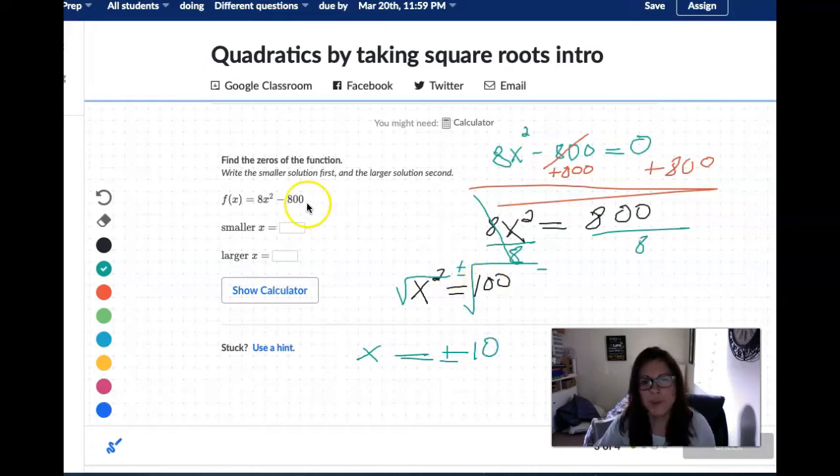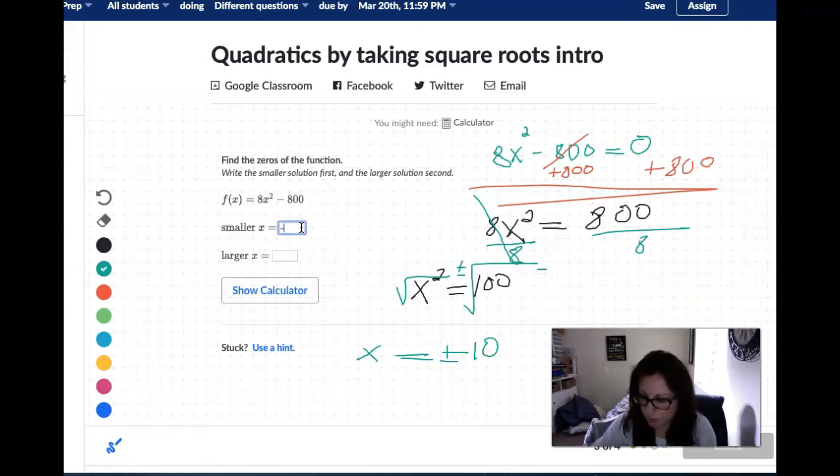One thing I want you to remember: if you get a number like 27, you're going to look for common squares and simplify it that way. So make sure there are no perfect squares remaining underneath. When it asks for the smaller number, it's going to be negative 10, and the bigger number is positive 10. So when I hit check, there you go.